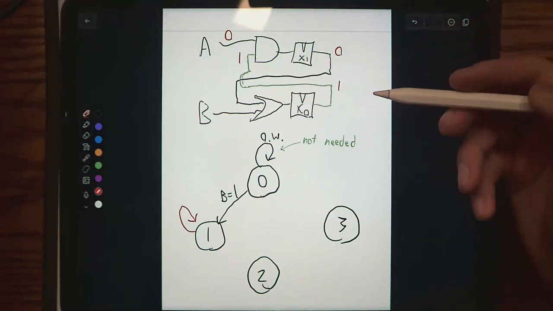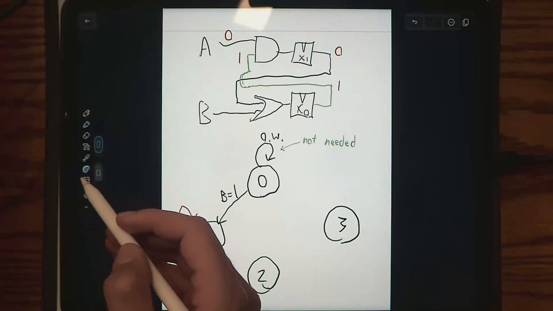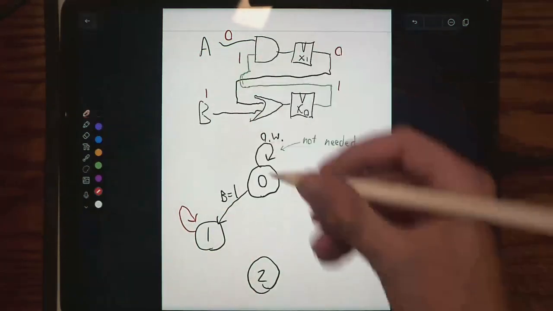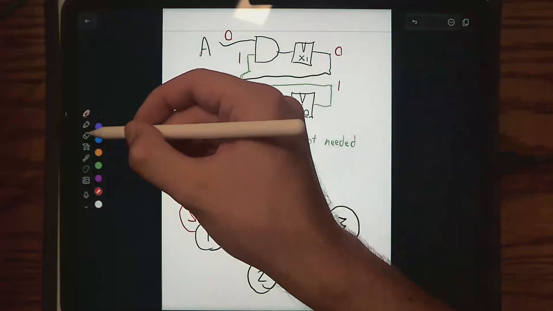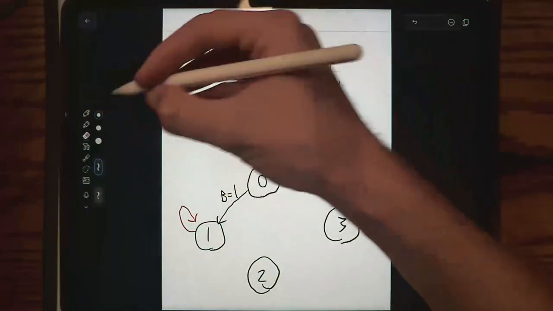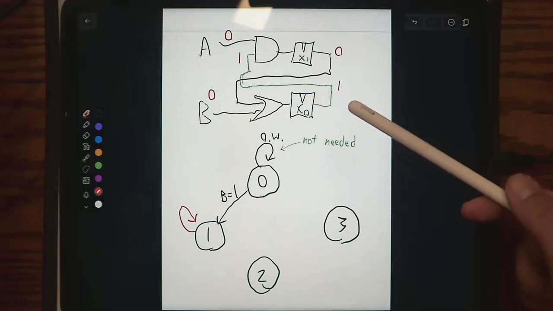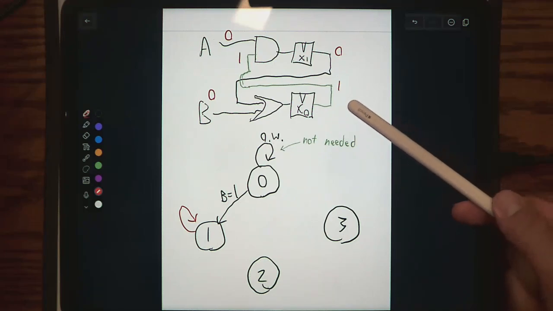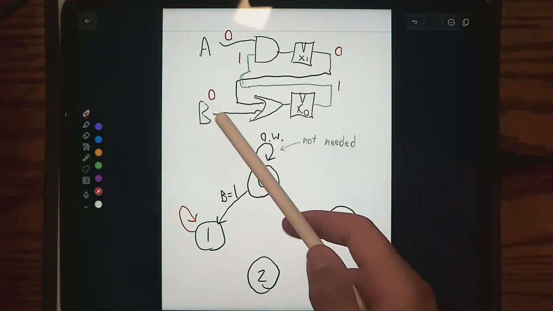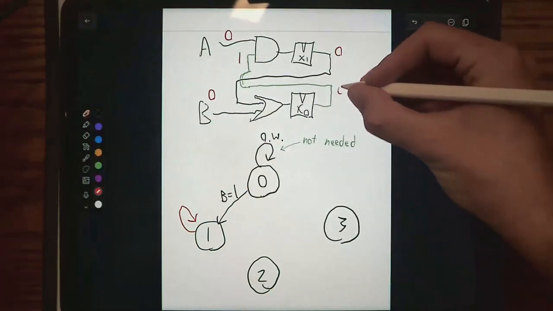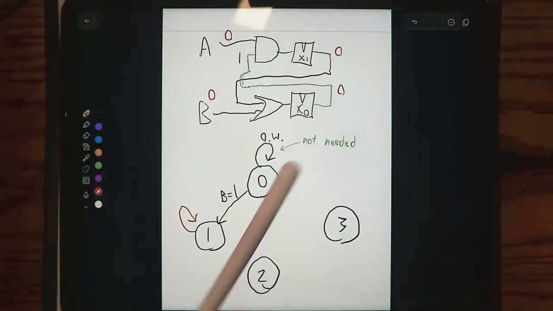Okay, so if B is 1, then yes, it looks like it will stay the same. If B is 0, then what will happen? 0. Yeah, so in that case, it actually does look like it will receive 0. So I guess it depends on both A and B.